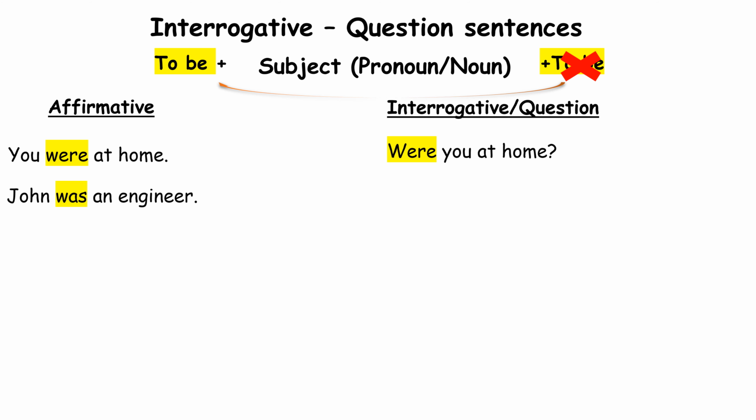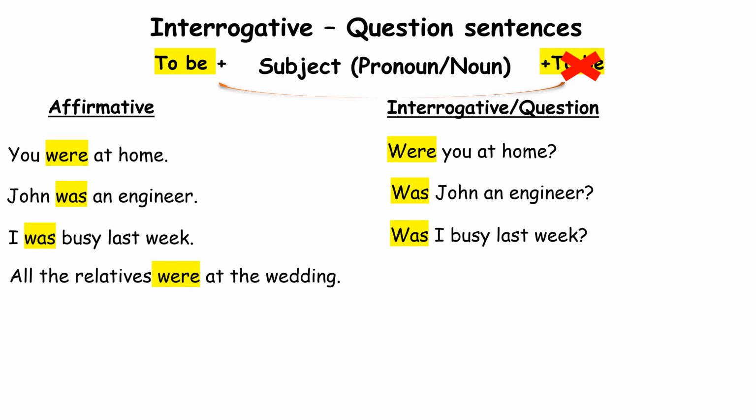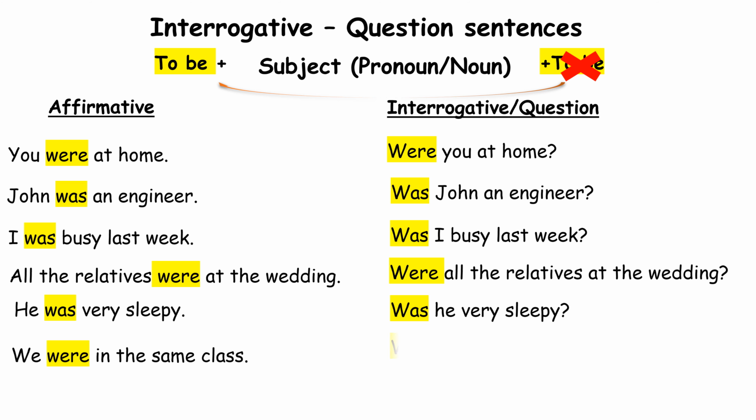A few more examples. John was an engineer. Was John an engineer? I was busy last week. Was I busy last week? All the relatives were at the wedding. Were all the relatives at the wedding? He was very sleepy. Was he very sleepy? We were in the same class. Were we in the same class?